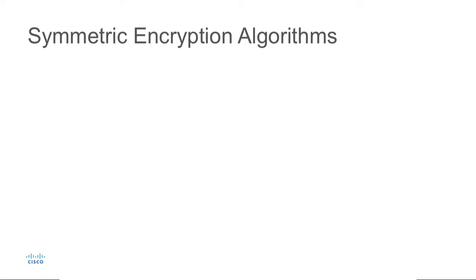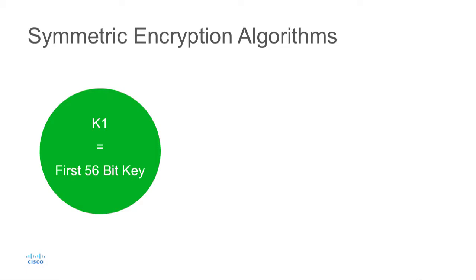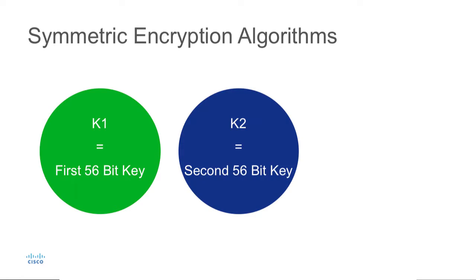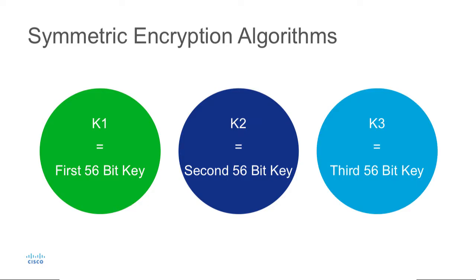Essentially what happens is the message gets encrypted using the first 56-bit key, which we'll call key 1 or K1. The data then gets decrypted using a second 56-bit key, that's known as K2 or key 2. And then we do that one more time, the data gets encrypted using a third 56-bit key, and we call that key 3 or K3. So it's encrypt with one key, decrypt with another, and then encrypt with a third.